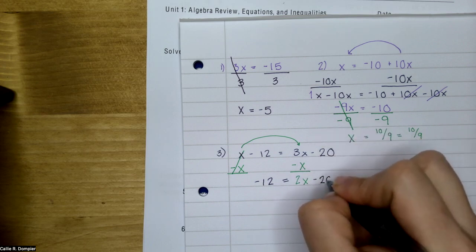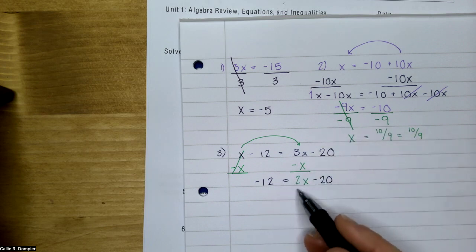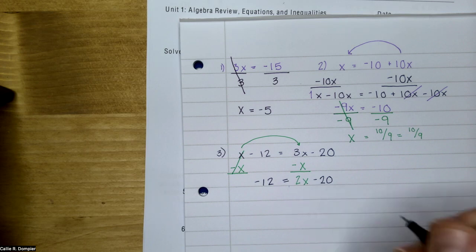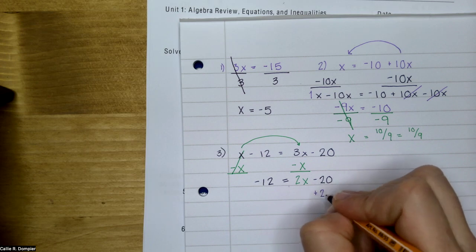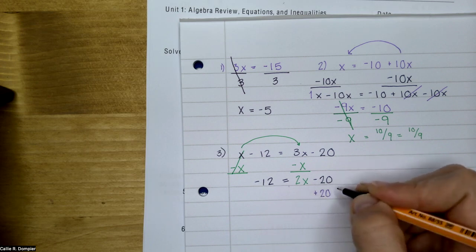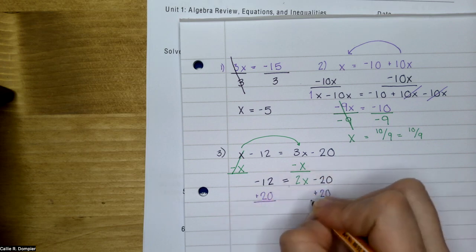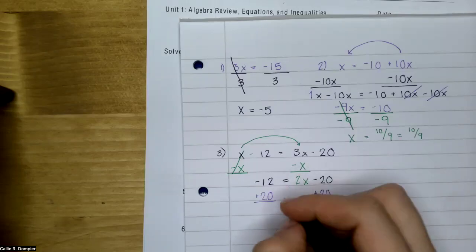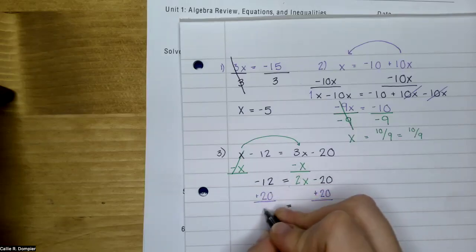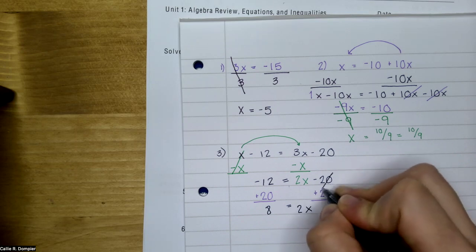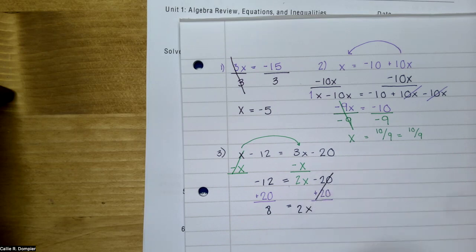minus 20, right? We still need to get x alone. So this 20 is being subtracted from it. I'm going to add 20 to get rid of that. Anything I do to the right side, I have to do to the left side. And what I get is -12 plus 20 is a positive 8 equals, that 2x just comes down, and those cancel. So 8 equals 2x.